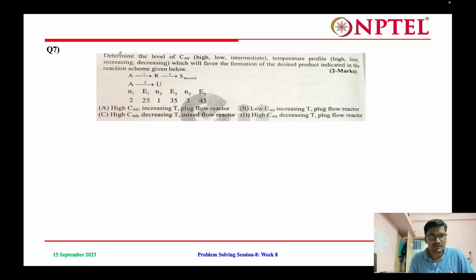Now moving to question number 7: determine the level of CA0 (high, low, intermediate) and the temperature profile (high, low, increasing, decreasing) which will favor the formation of the desired product indicated in the reaction scheme given below. A gives R gives S, the desired path. In the second, A gives U. Here the activation energies are given. So how do we determine the level of CA and the temperature profile?